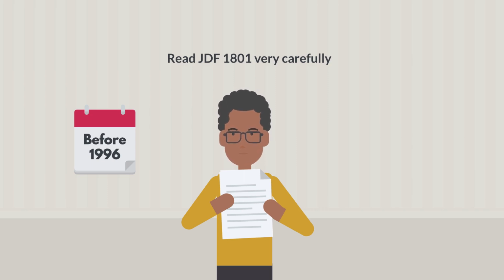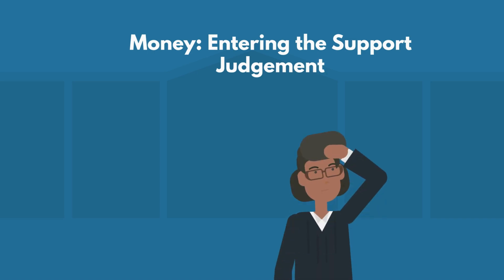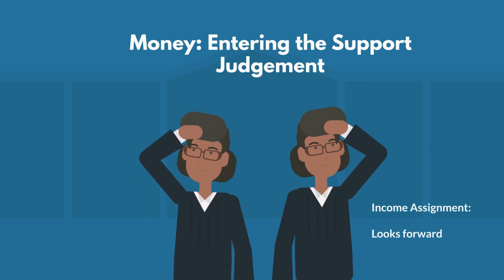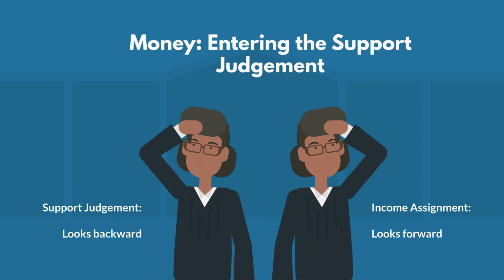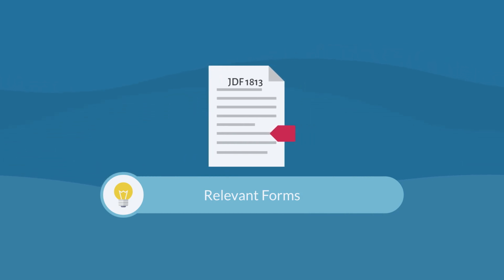The last money issue, other than contempt, that we're going to talk about is entering a support judgment. So whereas an income assignment looks forward as to getting your future streams of income, a support judgment looks backwards and looks at money that you are owed. So the purpose is to collect arrears. The relevant form for that is 1813. Essentially, you just need to calculate the amount you're owed. It can then be entered as a judgment of the court.